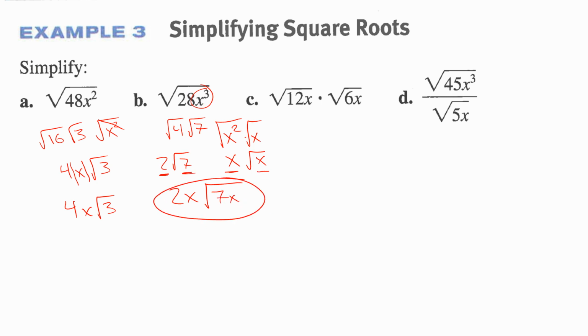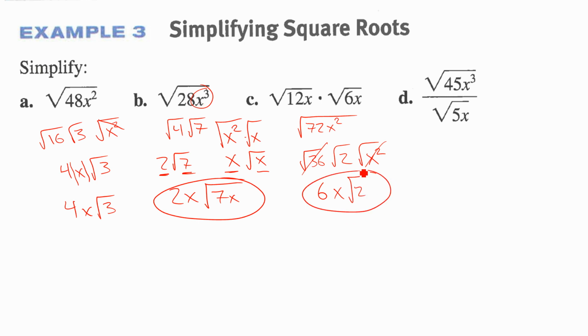Okay. All right, so 12x times 6x all under the square root. Let's multiply them together first. So we'll have 72x squared. And then can we break these down? We've got 36, 2, and x squared. So we would have 6 from this part. We would have regular x from this part, and we would get the square root of 2.